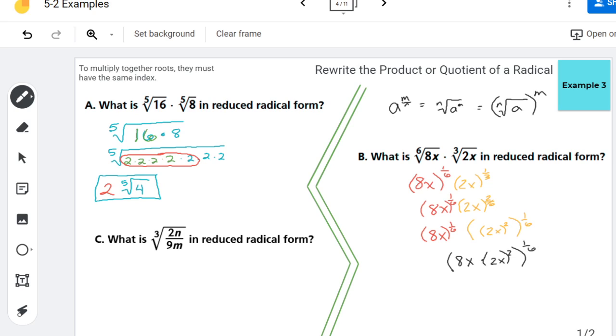Okay, so now I'm going to try to combine all this stuff. So the 2x squared, I'm going to distribute the square. So 2 squared is 4, and x squared is x squared. And now I can combine those. So 8 times 4 is 32. And then I have x to the 3rd, all to the 1/6.